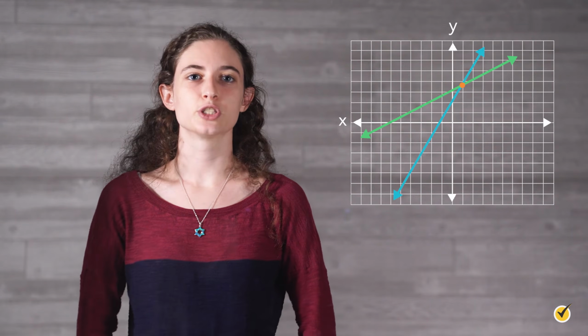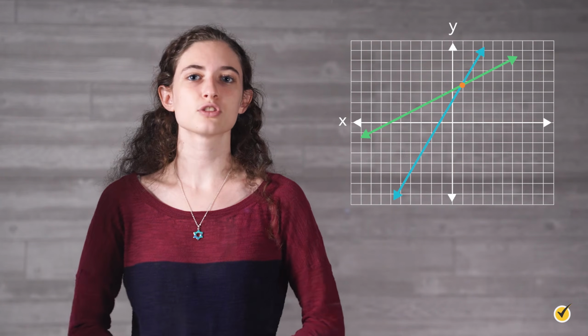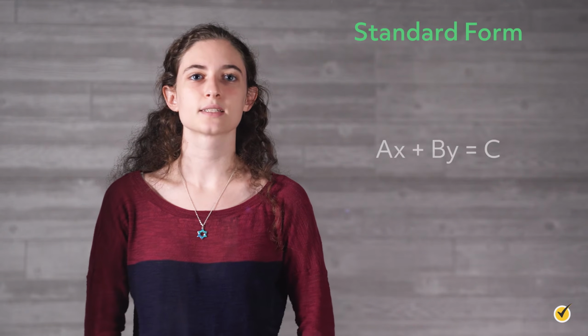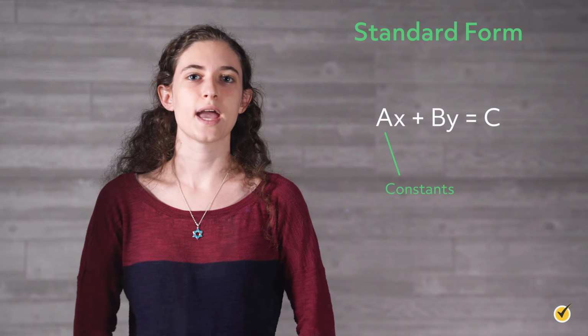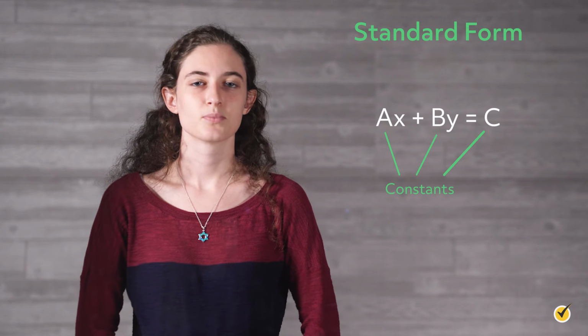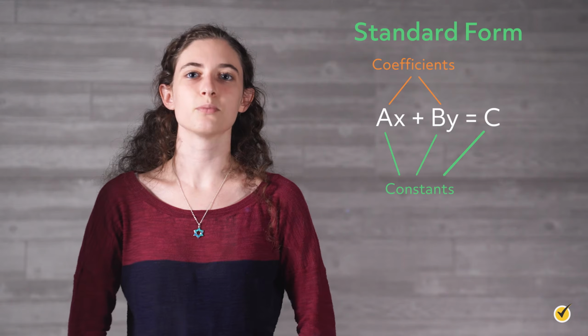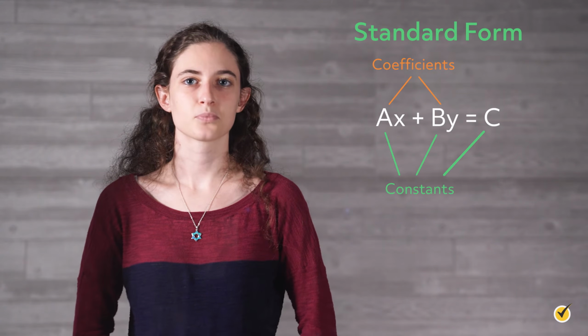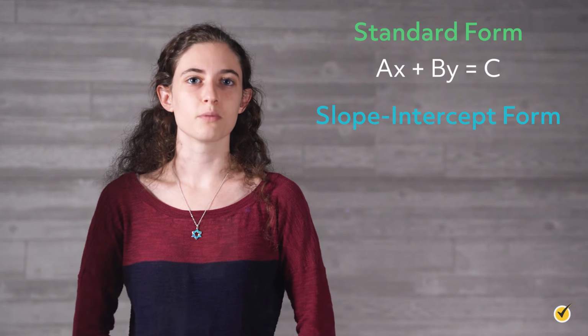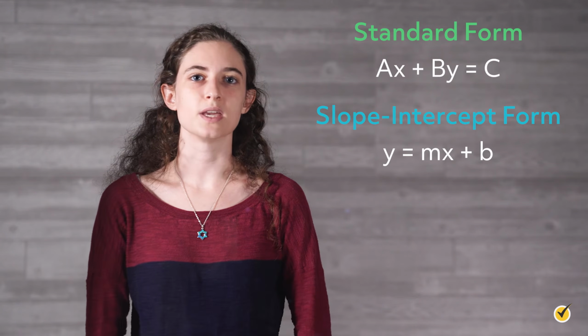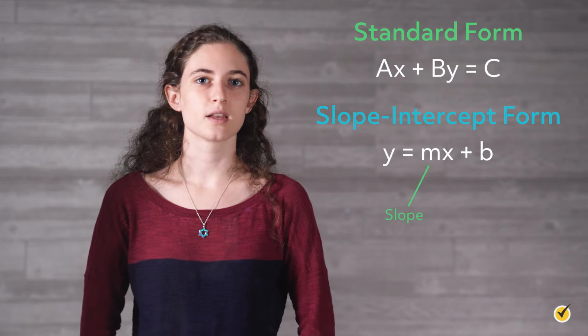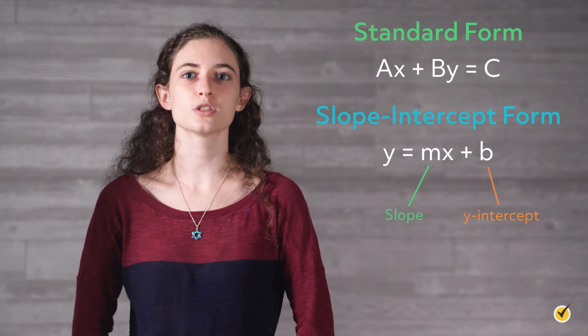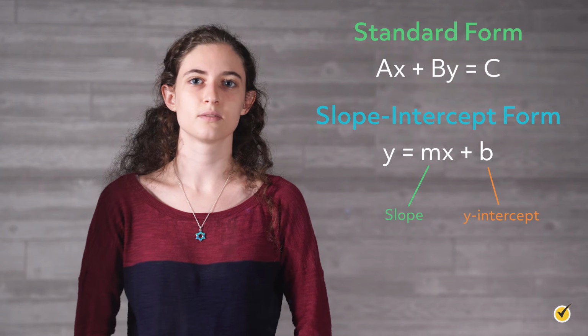Knowing how to graph a linear equation by hand is an important skill. The graphing method that you will use will depend on the structure that is provided. Let's quickly review the three forms. An equation in standard form is written as ax plus by equals c, where a, b, and c are constants. A and b are known as coefficients of the variables x and y respectively. An equation in slope-intercept form is written as y equals mx plus b, where m represents the slope of the line and b represents the y-intercept, which is the point on the y-axis where the line crosses.